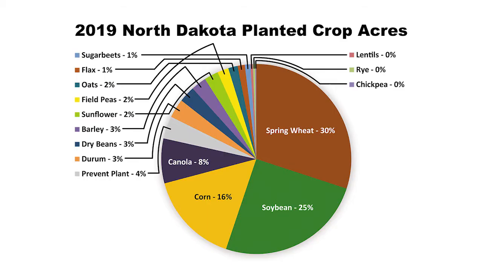For example, this pie graph shows the number of acres planted to various crops in 2019. Even though the planted acreage changes from year to year, it does give you a general idea of the relative size of each crop. Spring wheat, soybeans, corn, and canola account for about 80% of the cropland acres in the state. So most of my time is spent with these markets. Almost all the crops have both domestic and international buyers, which makes understanding market dynamics even more complicated. There are times when the domestic buyers are leading and times when the international buyers become dominant.